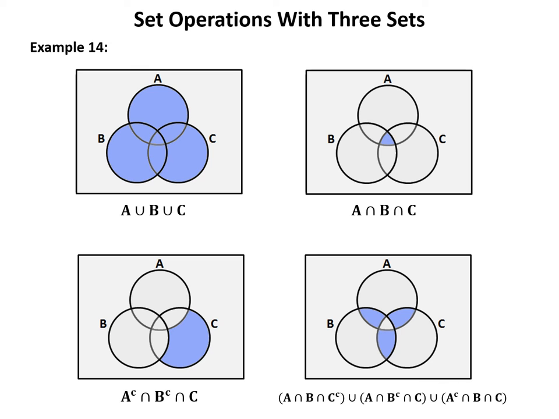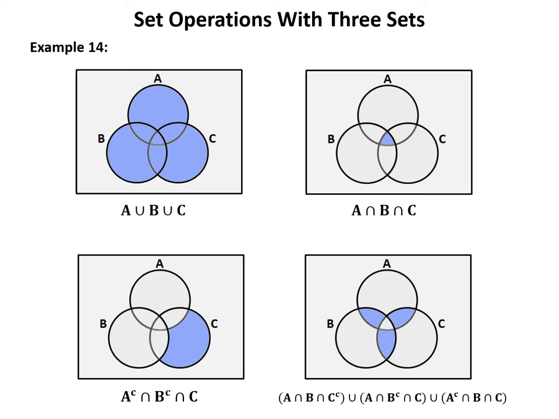Similarly, the diagram on the bottom left also involves the intersection of three sets, except this time two of them are complements of sets. So we have A complement intersect B complement intersect C. The shaded area is the only part of the diagram that is not in A, not in B, and in C. And finally, the diagram on the bottom right is a fair bit more complicated looking.